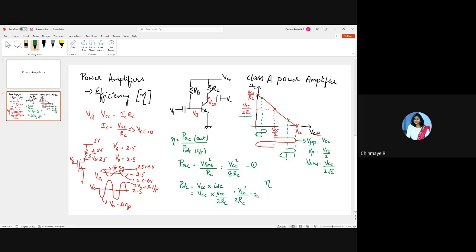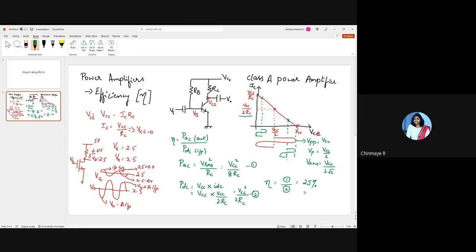So now, let me call this 1 and this is 2. Efficiency is nothing but 1 over 2. This is nothing but just 25%. Right? If you just solve it, you will get efficiency equal to 25%. That too, this is the maximum efficiency of a class A amplifier. So when will you have the maximum efficiency? When you have the maximum swing. If the swing is less than VCC, then the efficiency of this amplifier decreases much more.